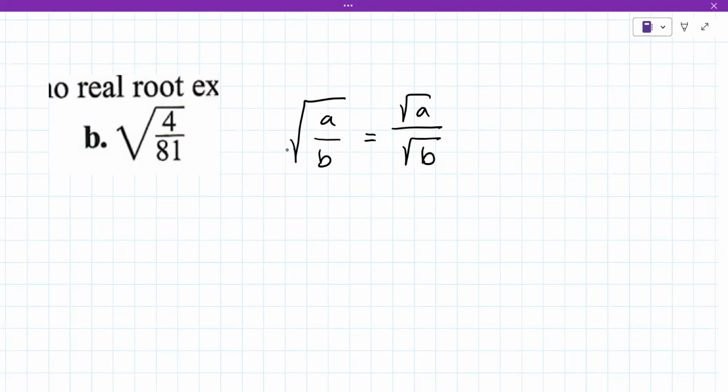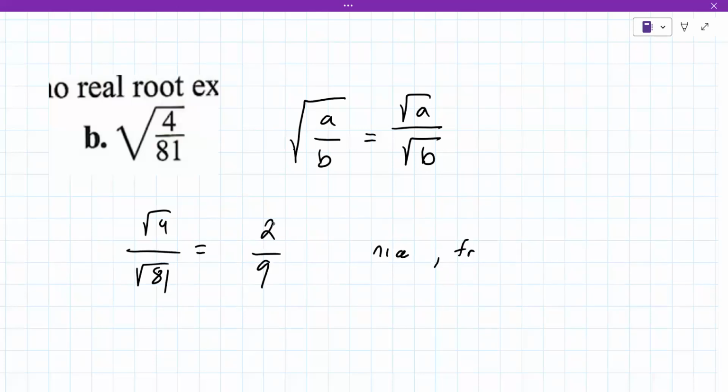So in this case, it's the square root of 4 over the square root of 81. Do you remember either of those values? 2 and 9. 2 and 9, perfect. So those are the nice ones. You might even like the word friendly. They're friendly, okay?